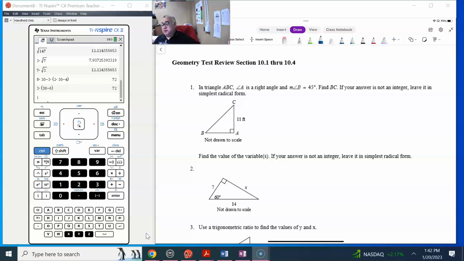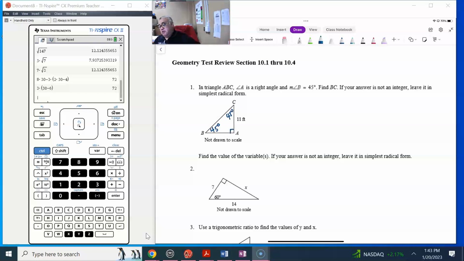It says in triangle ABC, angle A is a right angle. Angle B is 45. So this is 45. Now remember, that's 45. This is 90. Then this one is also 45. Find BC. If your answer is not an integer, leave it in radical form.